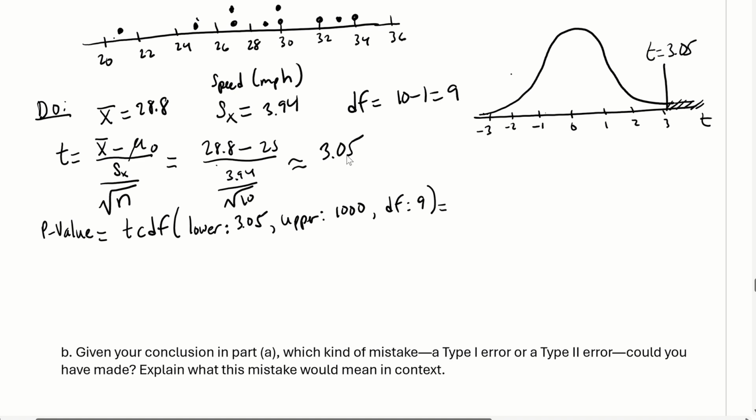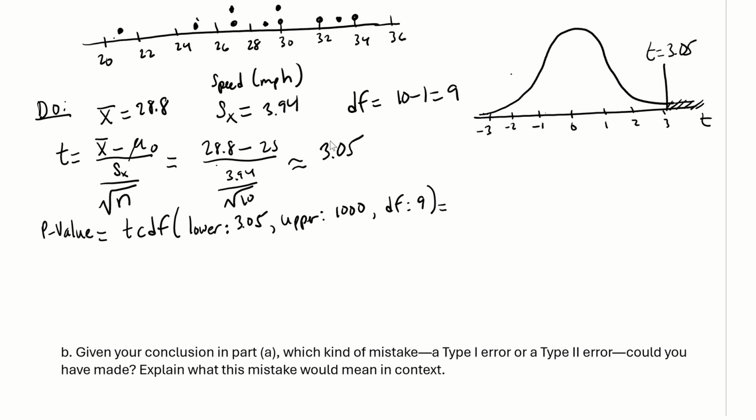We can also look this up. There are two ways to do this. You can use the table or you can use the calculator, the tcdf for this. I'm going to suggest using the calculator. That is the best way to do this to get a more accurate calculation. Even though I will use that, I will show you how to use the table as well.